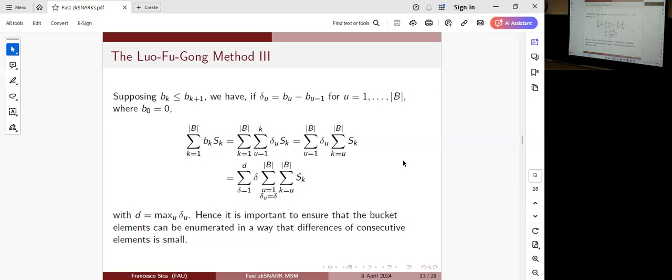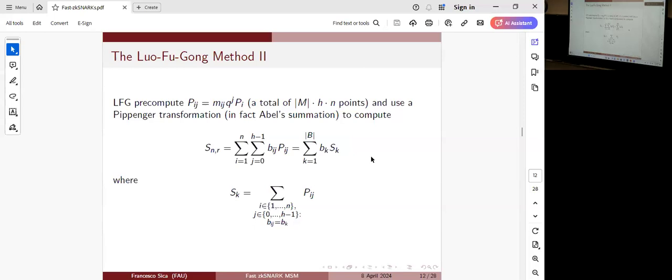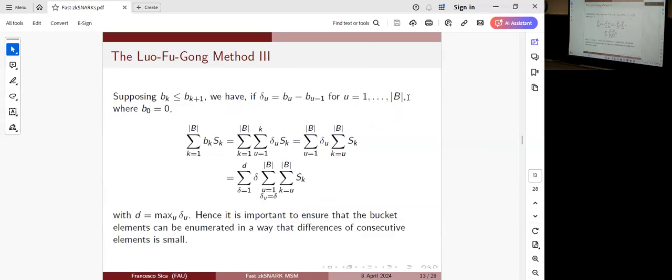So the idea of Luo-Fu-Gong is to find a suitable multiplier, a division of your scalars into a multiplier and a bucket set, such that this delta is small. In fact, they find a bucket where d should be at most 6.